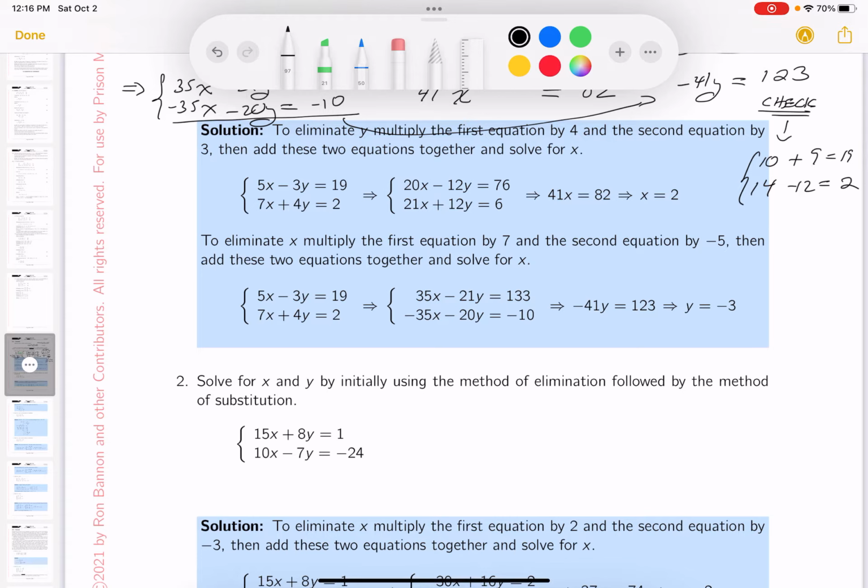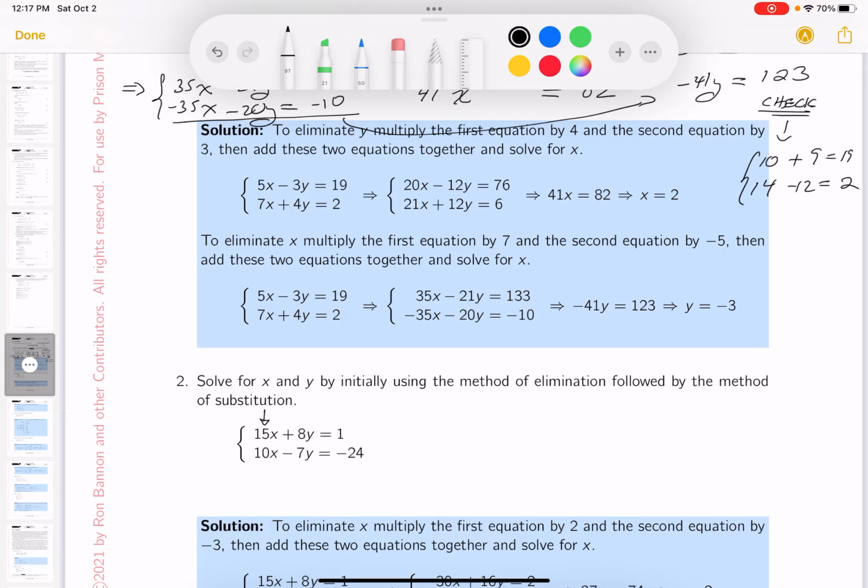Now, this one over here, I'm looking at it, and again, they're saying, solve for x and y by initially using the method of elimination followed by the method of substitution. Well, let me give it a try. All right, let me do elimination first. They said, initially start by elimination. I'll do that. I'm going to eliminate the x's. It's up to you what you want to do. If you ask me tomorrow, I might say, I'm going to eliminate the y's, but I'm starting with elimination. So let me put that down.